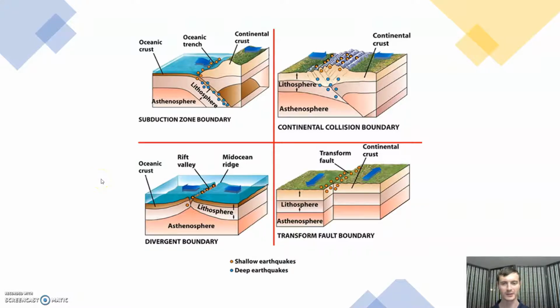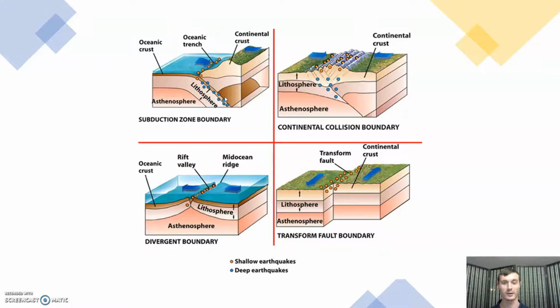Before we get into earthquakes though, we need to review a few things from the previous section. First off, we're looking at convergent margins, the first two here, this subduction zone, continental collision zone. We have our divergent margins or divergent plate boundaries and our transform fault boundaries. Now, if we look, we have the yellow, which are shallow earthquakes, blue, which are deep earthquakes.